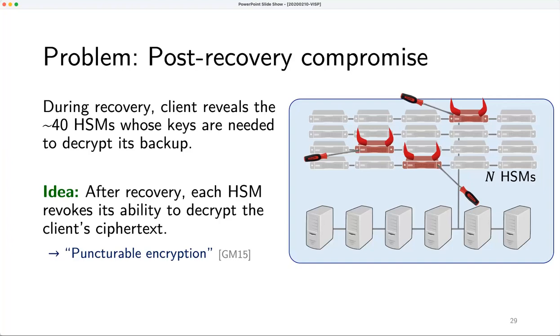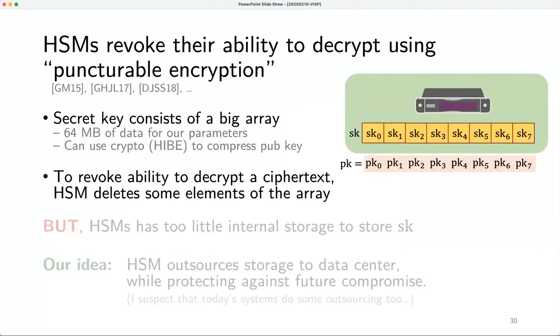So what we do instead, maybe this is kind of a hack, but it seems to work well enough, is that after recovery, each HSM that was involved revokes its ability to decrypt the client's ciphertext. By revokes, I mean the HSM can no longer decrypt that ciphertext, even if the attacker gets in and extracts all of its secrets. The primitive that's used here is something called puncturable encryption, which is a relatively recent cryptographic primitive, but is actually not that hard to construct.